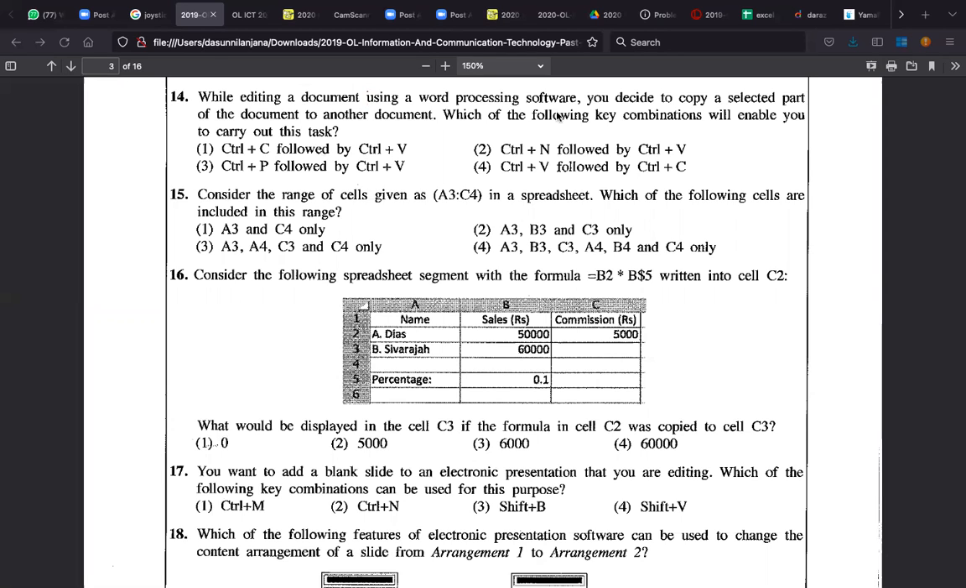Okay, you need to copy the selected part. First you have to select, then Control C, then Control V. So simple as that, right? Control C is to copy and Control V to paste. So what is the answer? That is a very easy question. It's a very easy question. Answer is number 1. Copy, paste, Control C, Control V.